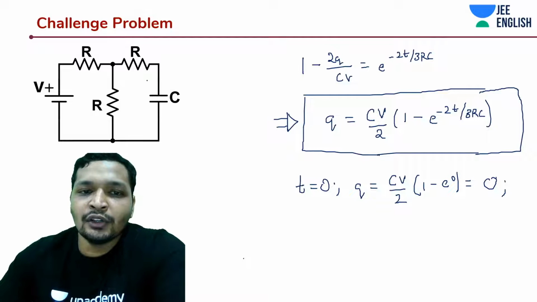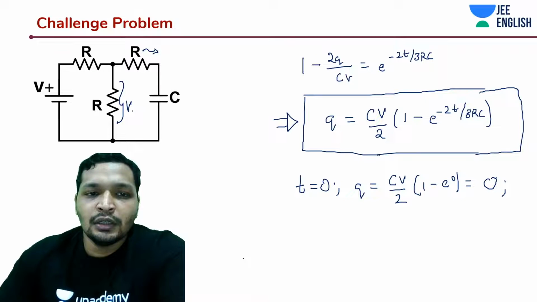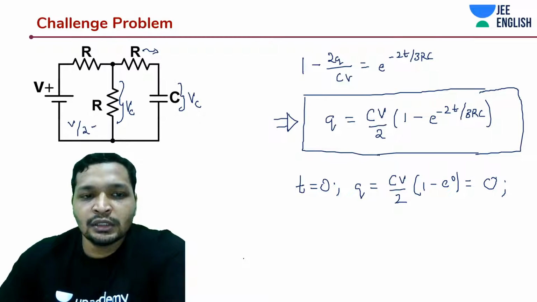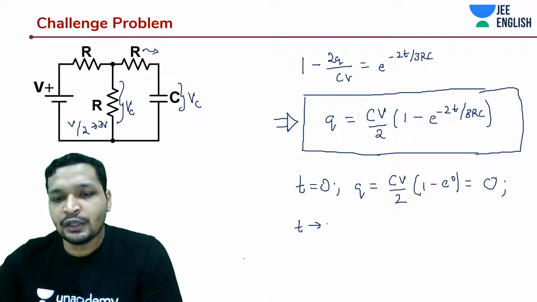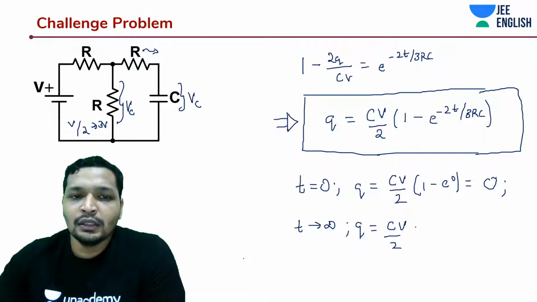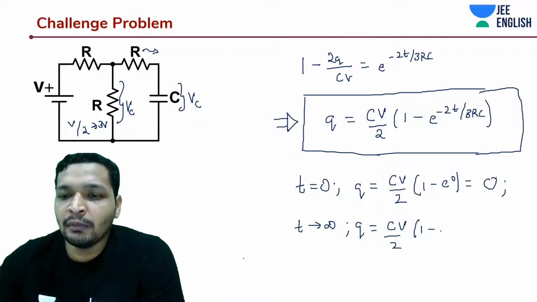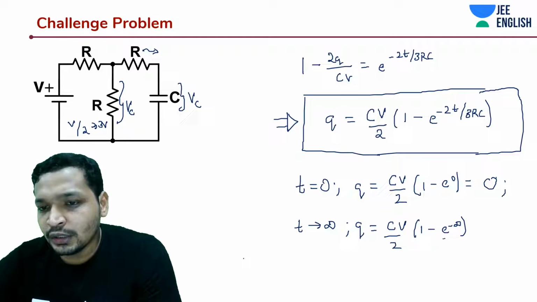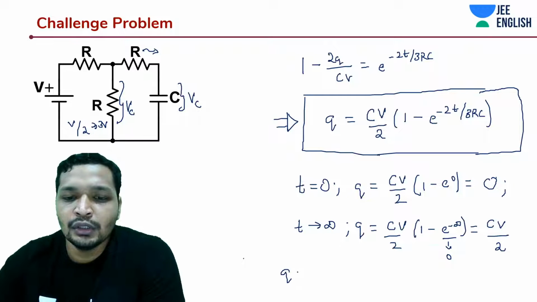Yes, we got it. At t equal to infinity, what is happening at steady state? You cut down the current across this resistor and you say that this potential drop is nothing but the potential drop across the capacitor. And that should be, in this case, V by 2 or 3 volts. Right? So yes, let's see. T tends to infinity. Q is equal to CV by 2 times (1 minus e to the power minus infinity), that's going to be 0. That means Q is equal to CV by 2.